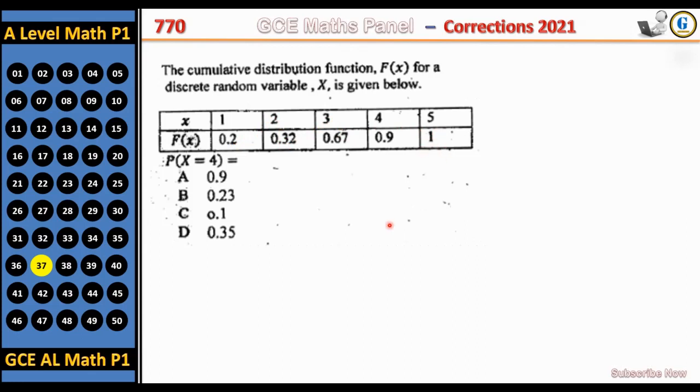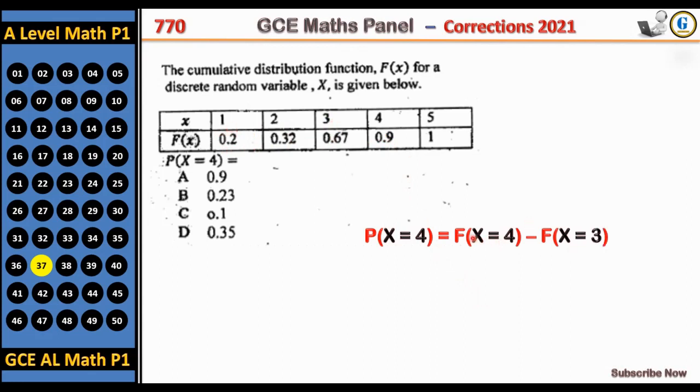So how do we get the probability of x equals 4? Since this is a cumulative distribution, the probability of x equals 4 should be equal to the accumulation from x equals 1 to x equals 4, which is 0.9, minus the accumulation from x equals 1 to x equals 3. And this gives us 0.9 minus 0.67, which is equal to 0.23.